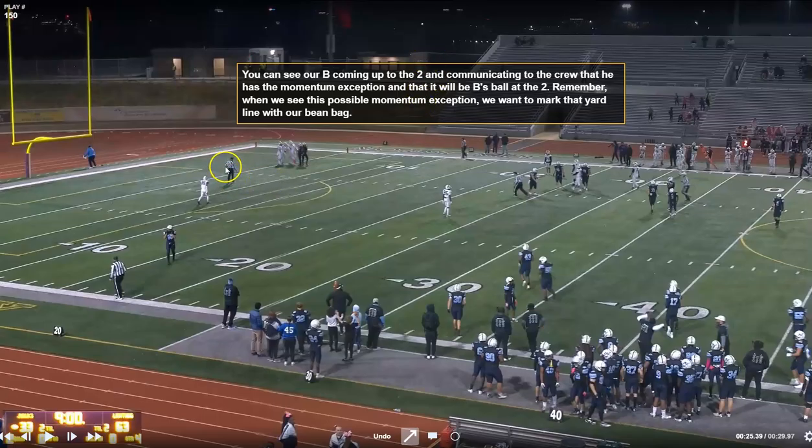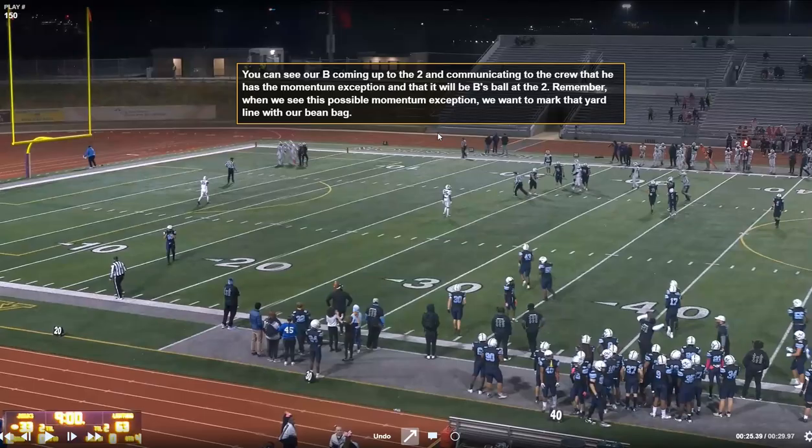He's on his 0-2-0 right now. You can see him on his hip, and he's communicating to the crew. We have a momentum exception. The ball will be at the 2-yard line. And remember, when we have this possible momentum exception, we want that beanbag to be tossed out to the yard line that he possesses it on. So really good job mechanically and ruling by this back judge.